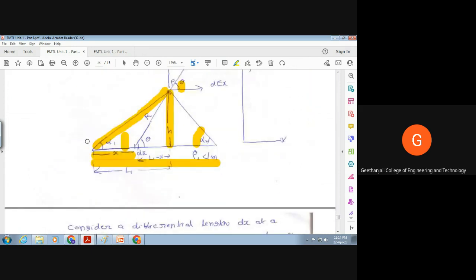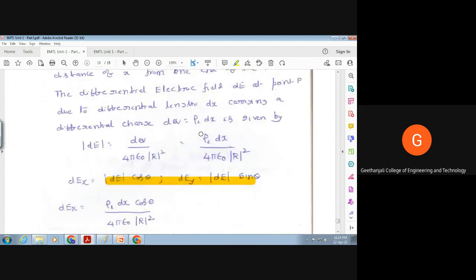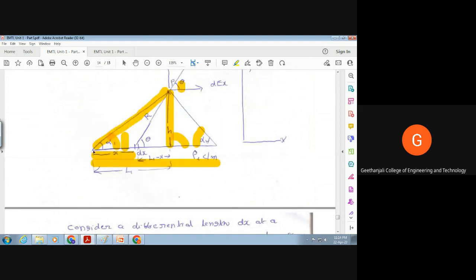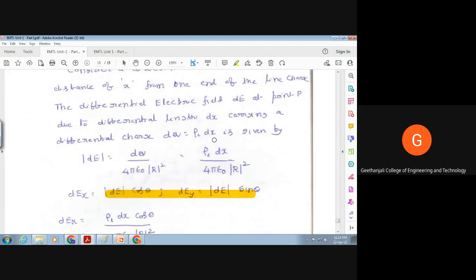When we go from one end to the other end of the line charge, here theta is equal to alpha 1. Here this is theta. At this point, what is theta? 90 degrees. At this point, what is theta? 180 minus alpha 2. So theta is variable. What about x? x is also variable. Here x is equal to 0. For example, if L is the length of the line charge, x is equal to L here. So when you go from one end to the other end of the line charge, x is also variable.